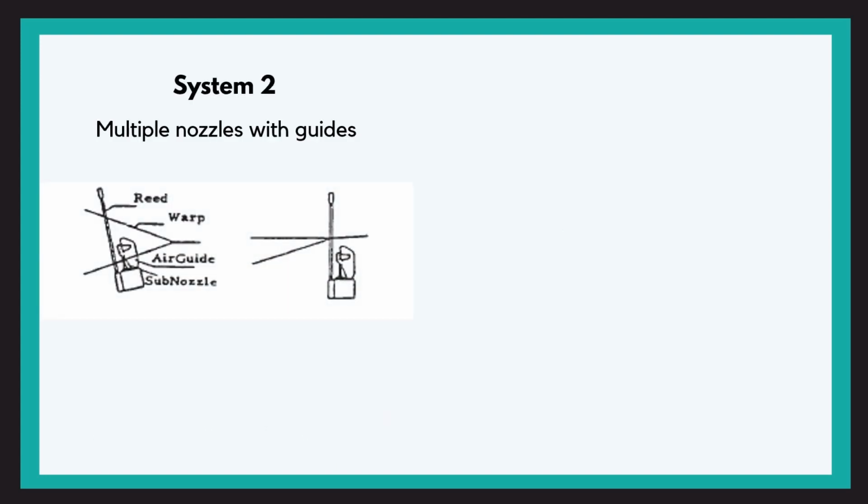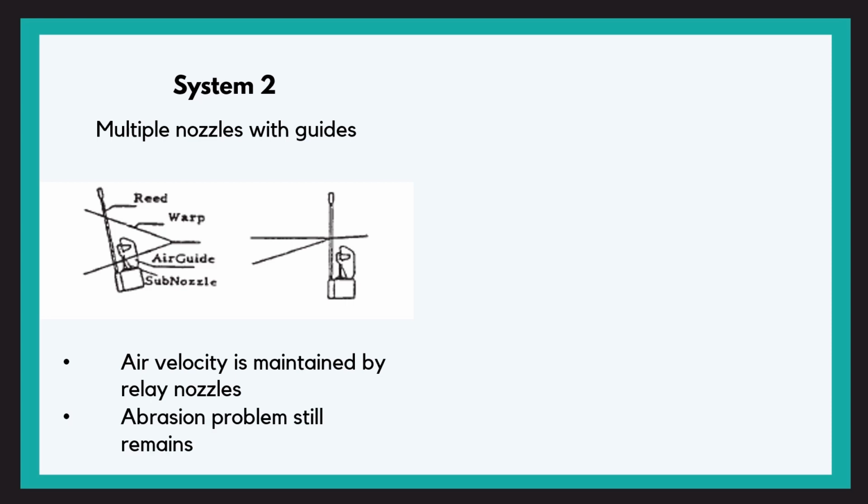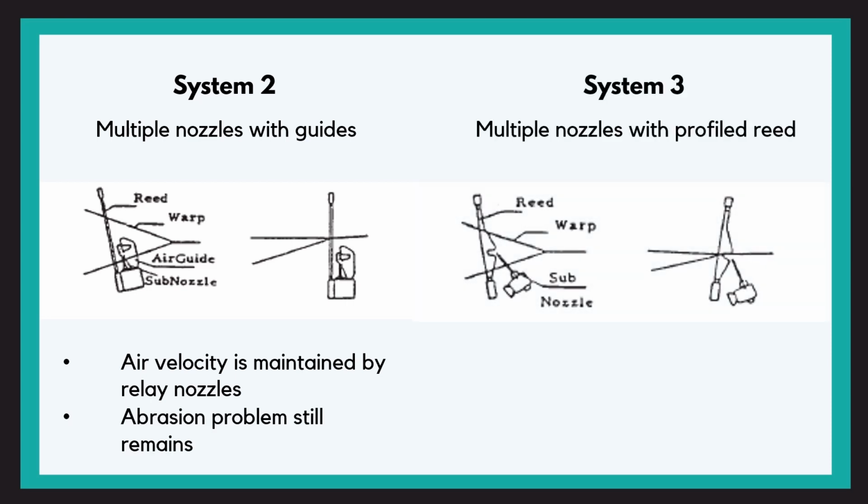So overcoming this, in system 2, multiple nozzles in addition to the main nozzle were included. This ensures high velocity of air is maintained, but the problem of the confuser and the abrasion of the warp thread still remains. Thus system 3, which we've already discussed, with multiple nozzles and a profile reed, is currently used in standard Airjet machines. In this system, as the entrance and the exit of the guides is eliminated, the abrasion and the chances of defects reduce.